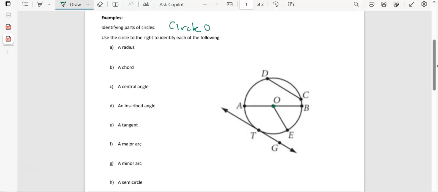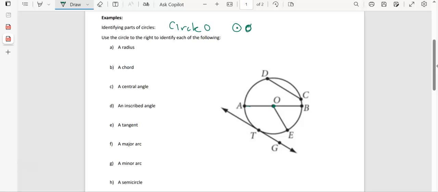I tend to write out the word circle. Some books put a circle with a dot in the center and then whatever the center point is. And sometimes in that case, I might use a cursive O, although usually we use uppercase printed letters because we're talking about points. So in my case here, the first thing I'm asking for is a radius.